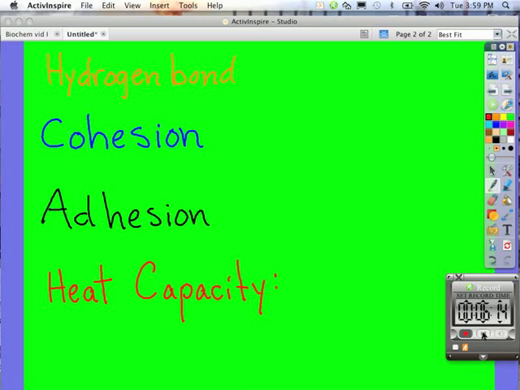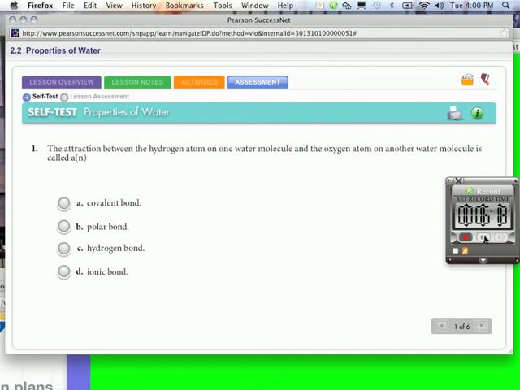So here we go, guys. Now, test yourself on your use of vocabulary and see if you understand what we're asking. Question 1: the attraction between the hydrogen atom in one water molecule and the oxygen atom on another water molecule is called, is that a covalent bond, a polar bond, a hydrogen bond, or an ionic bond? What do you think? Let's try hydrogen bond and submit our answer. Very good. It is the hydrogen bond.